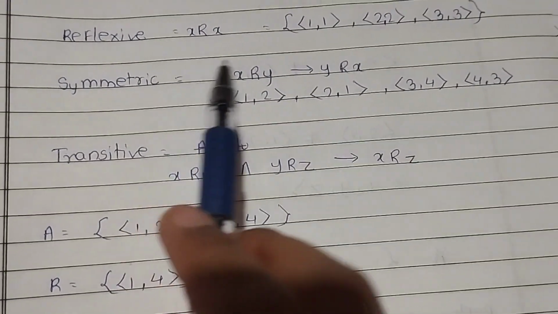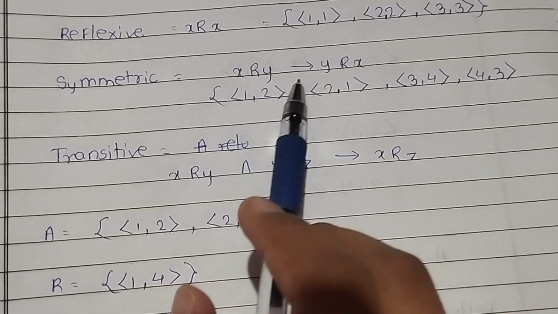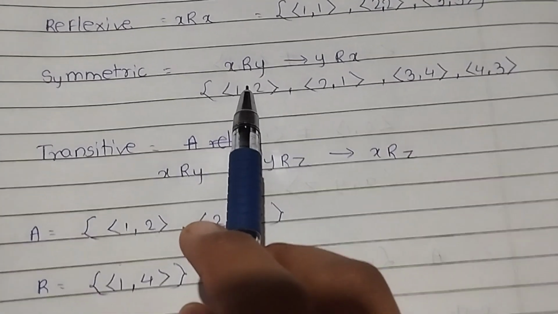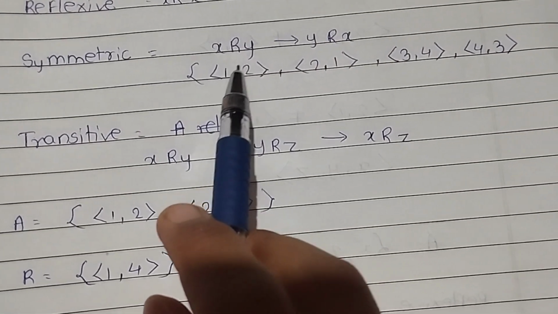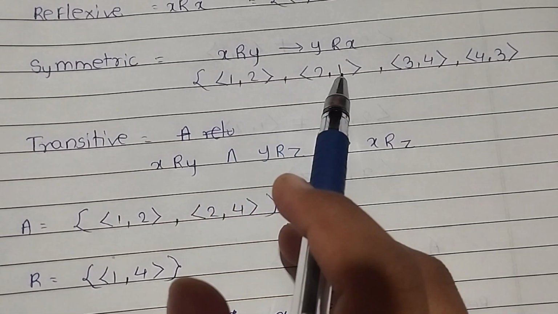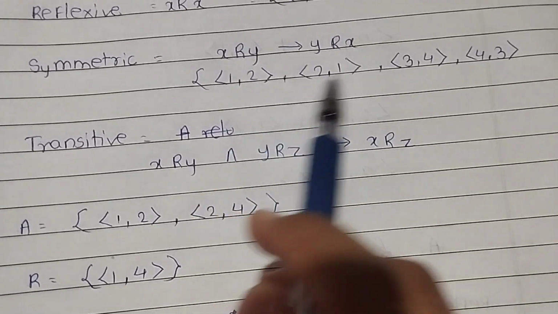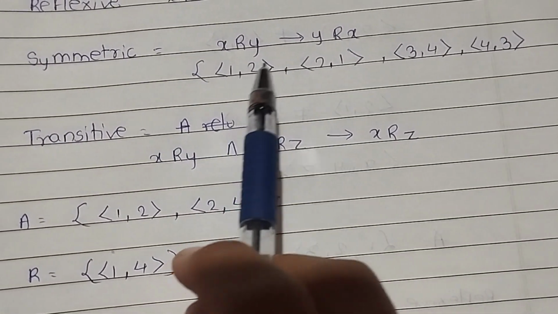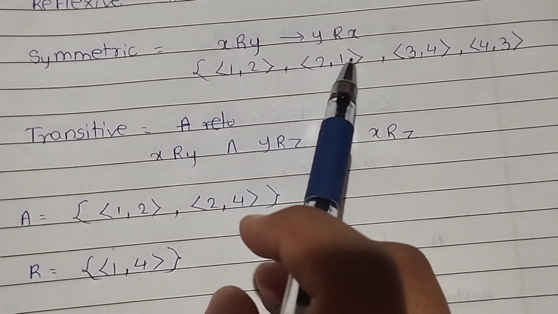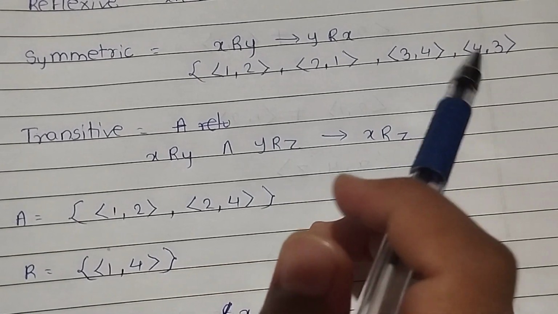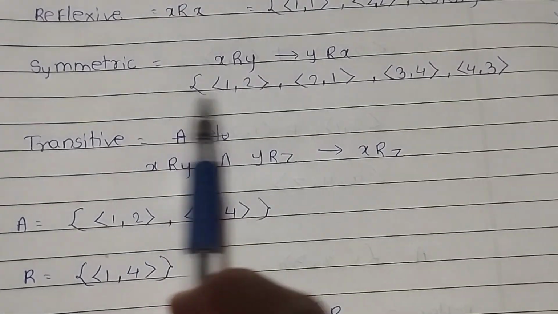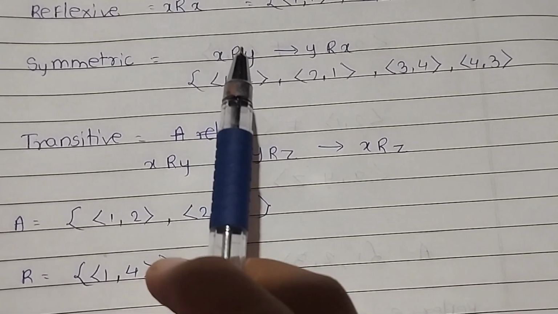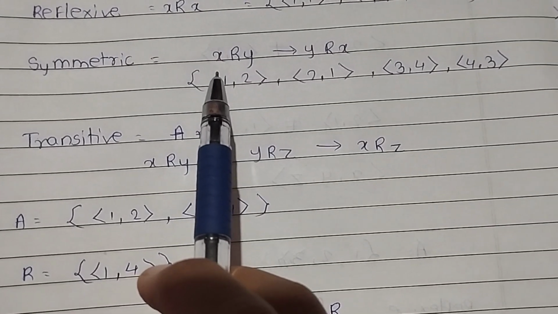Now the symmetric property. If x is related to y, then y is related to x. In the given set, if 1 2 is present, then 2 1 is also present. If that type of set is given, then the property is symmetric. Here 1 and 2 are present, so 2 and 1 are also present; 3 and 4 are present, so 4 and 3 are also present. That type of set is called a symmetric set.